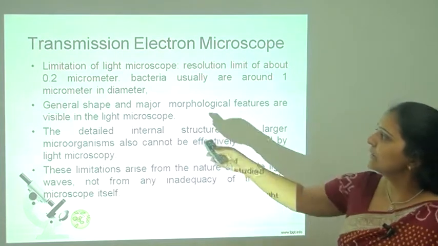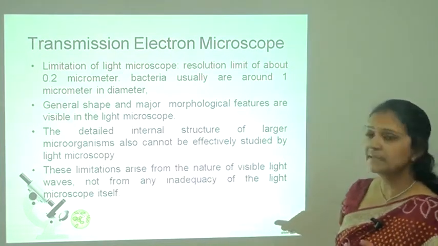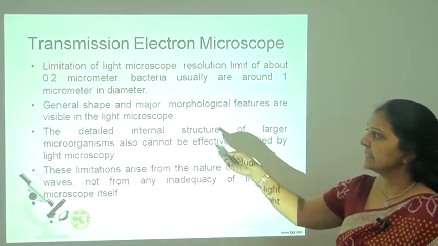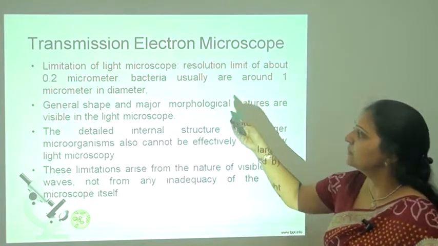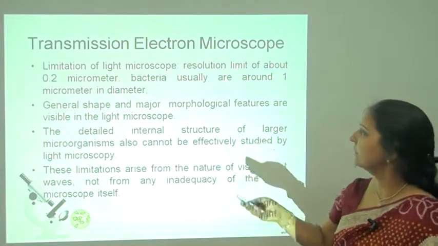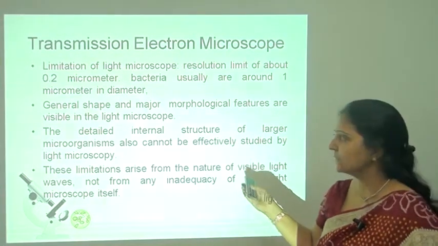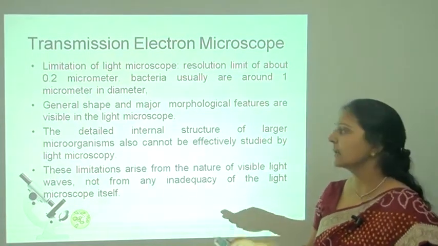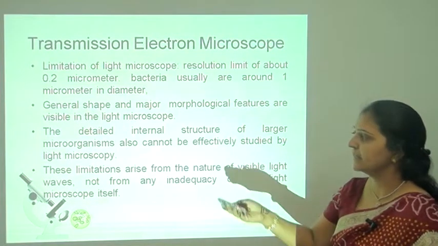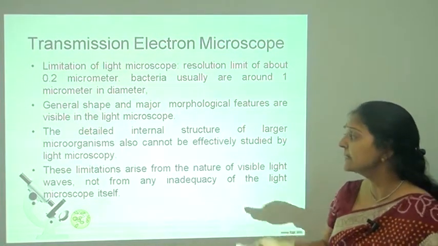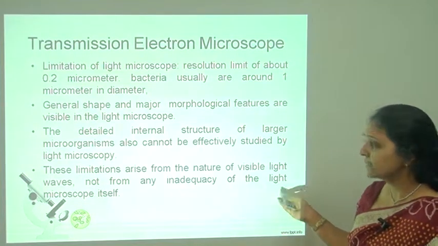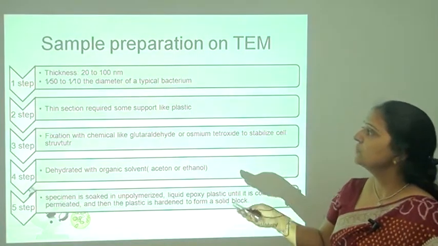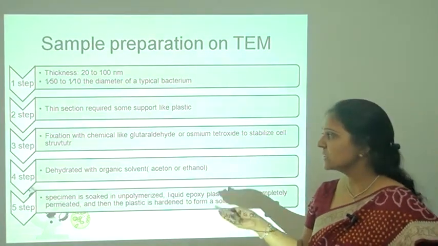It can observe only 0.2 micrometer size, but bacteria or viruses which have a small size can be studied, identified and observed by the use of electron microscopy. General shape and major morphological features can be visible by the light microscope, but the detailed internal structure of the larger microorganisms and the smaller microorganisms cannot be effectively studied by light microscopy. So these limitations arise from the nature of visible light waves, not from any inadequacy of the light microscope. So these are the sample preparation steps of transmission electron microscopy.